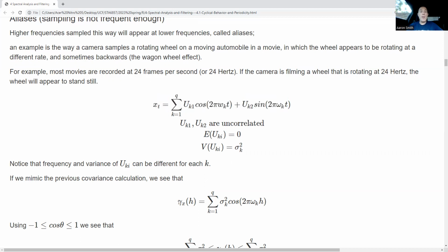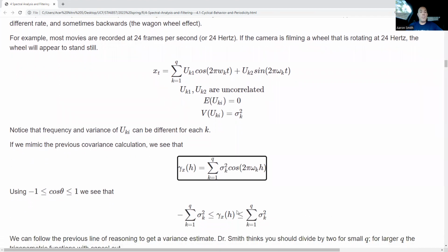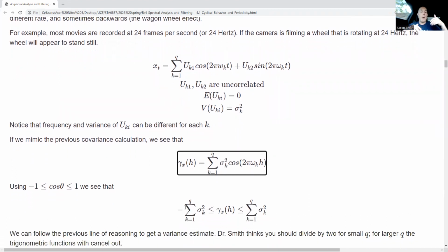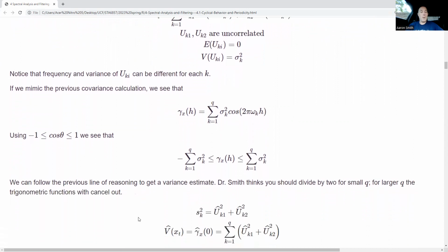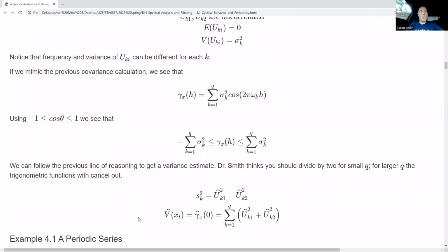If I do that, I'll get the autocovariance of the system. It's going to be very similar to what I had before, but now I've got multiple indices going on, multiple omegas, and they're all being added up. Here we get an upper bound and a lower bound on the autocovariances. We also get another way to estimate the variance overall.